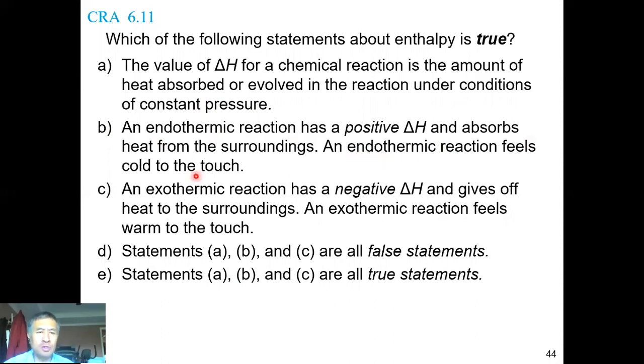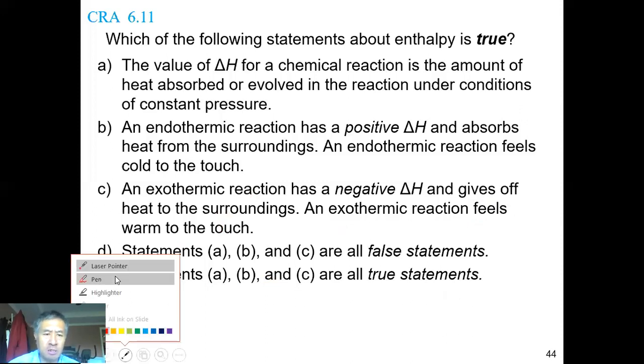That's also true. Statement C, an exothermic reaction has a negative delta H and gives off heat to the surroundings. An exothermic reaction feels warm to the touch. So that's also true. So therefore, statements A, B, and C are all true statements. So therefore, our answer is E.